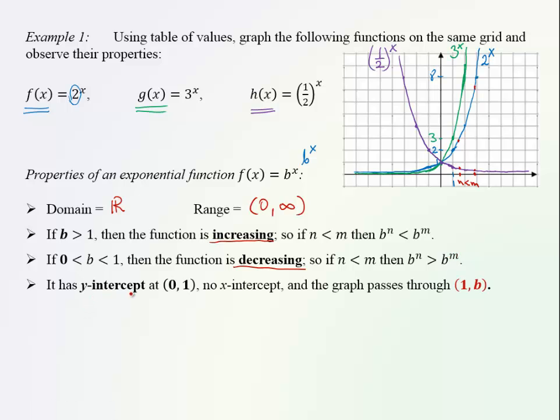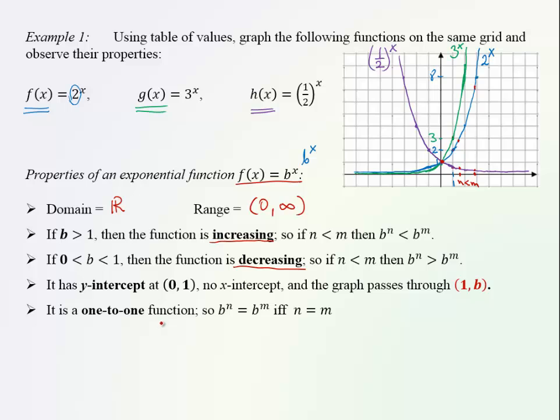Another property that we already observed is that the y-intercept of any exponential function of this form, b to the x, is 0, 1. This is a common point to any exponential function. We also have no x-intercepts. The graph never crosses the x-axis. And the graph passes through the point 1, b, because if we plug in 1 for x, what we get is exactly the base b. So whichever the base was, here it was 2 or 3 or 1/2.